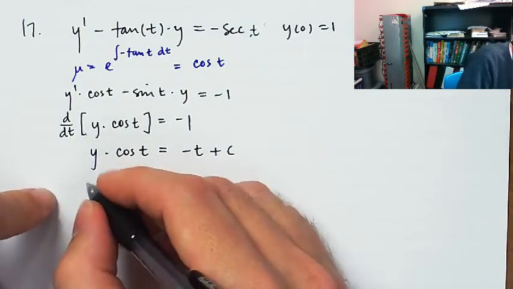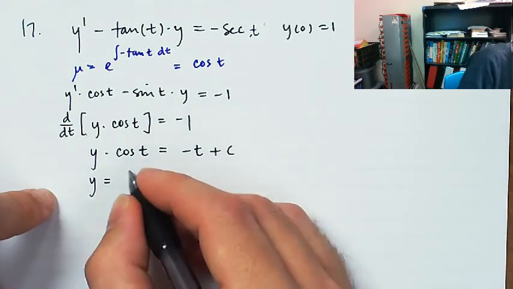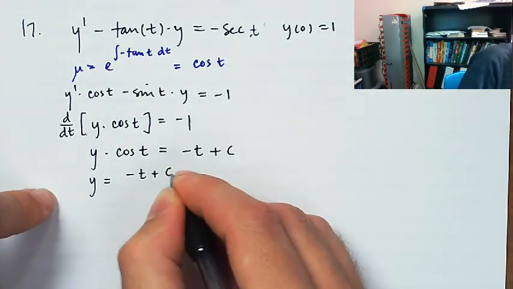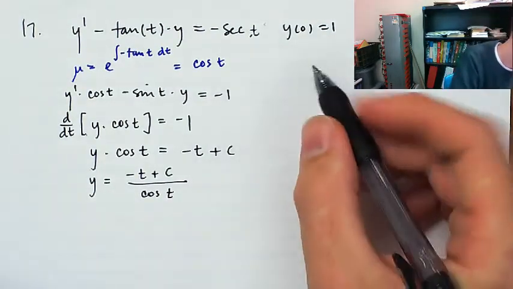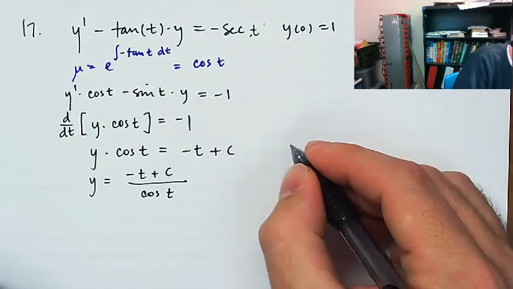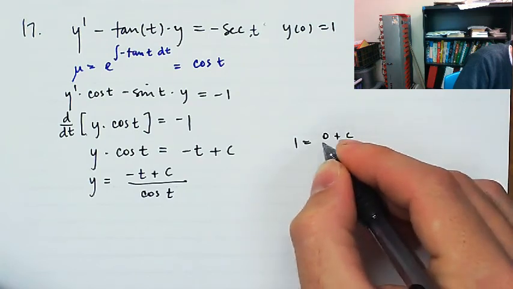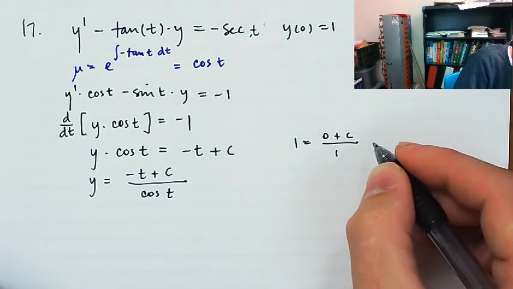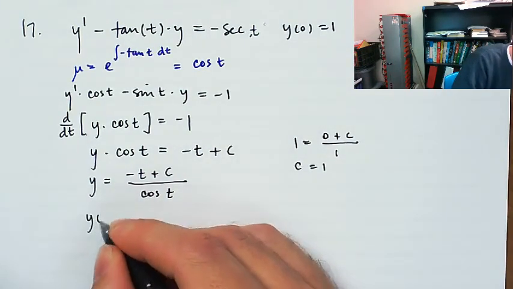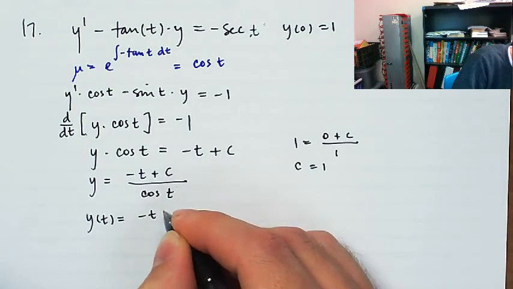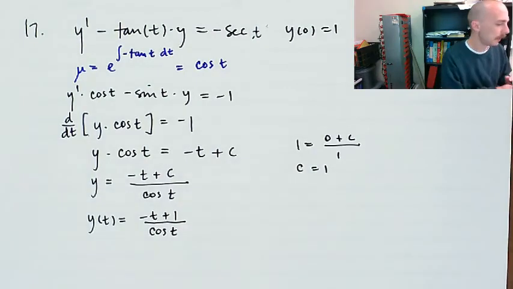I'll divide both sides by cosine t, and I'll say that y equals negative t plus c, divided by cosine t. I can plug in to find the value of c using the initial condition. y is going to equal 1 when t equals 0. So that's negative 0 plus c divided by cosine of 0, which is 1. So it feels like c needs to equal 1. So my particular solution is going to be y equals negative t plus 1 divided by cosine t.